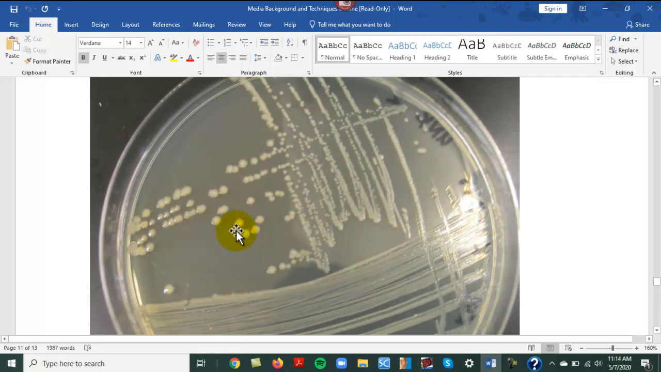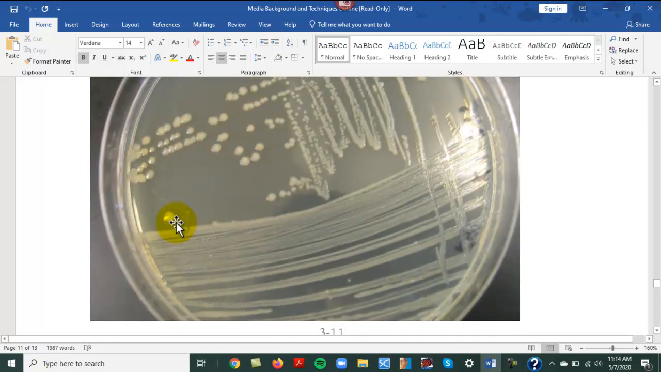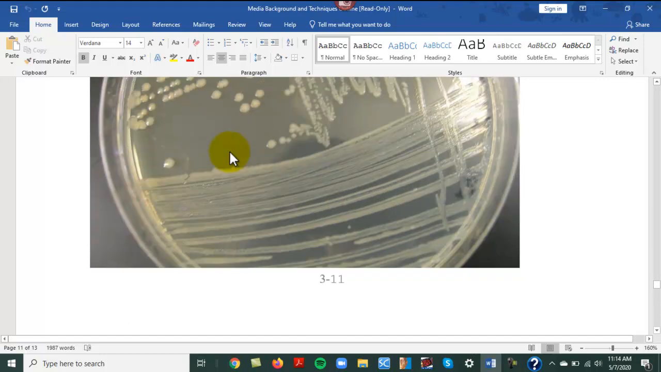That's a colony. This is not a bacteria cell. That's a colony. That's 1,000,000 cells. You can't see a bacteria cell. They're too small. So if you put a bacteria cell on agar, they will grow into colonies like this.